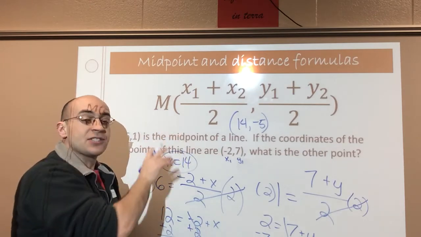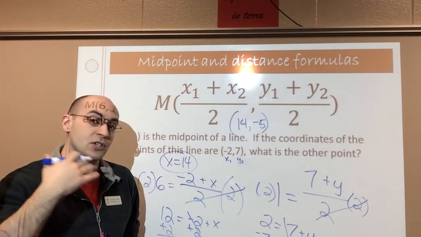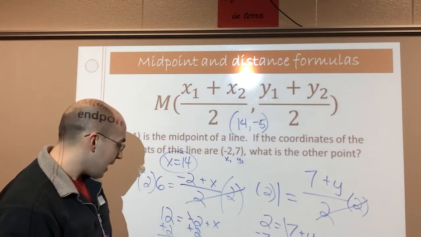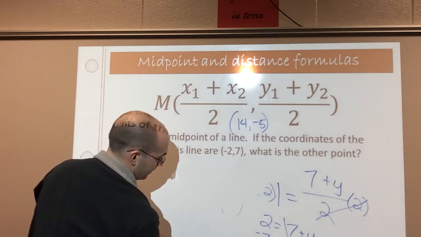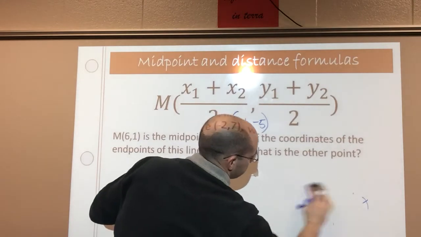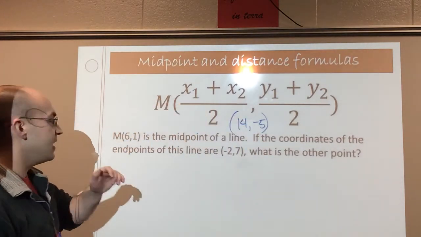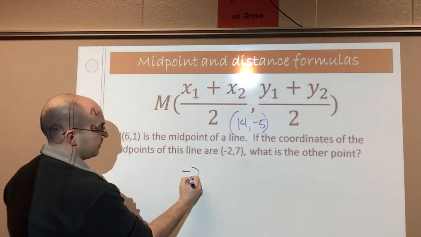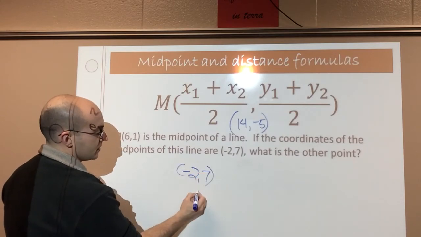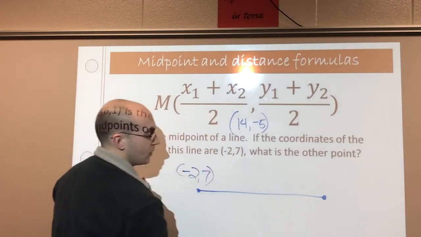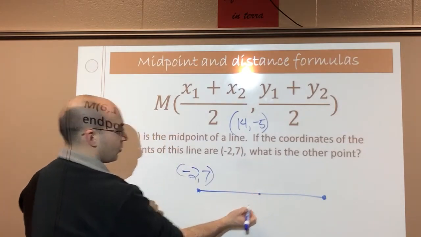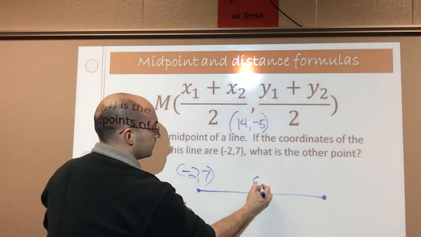Let's leave the answer there and see if we could figure it out just by our mind structure. All right, so I'm going to erase this. So if the endpoint is negative 2 comma 7, we're going to use that same method we used before. So here's the point, and I know that it has to go to some unidentified point here, and I know that the midpoint is going to be 6 comma 1.